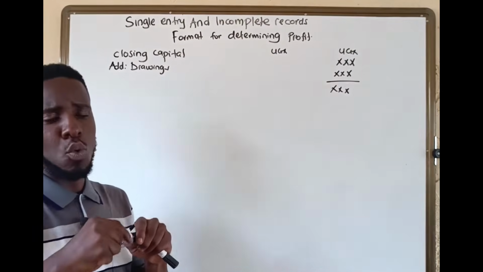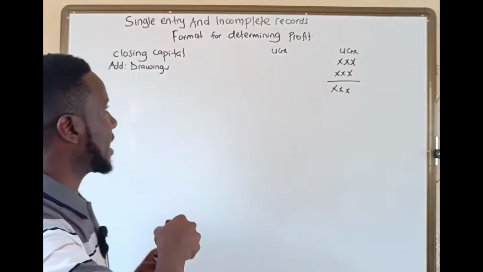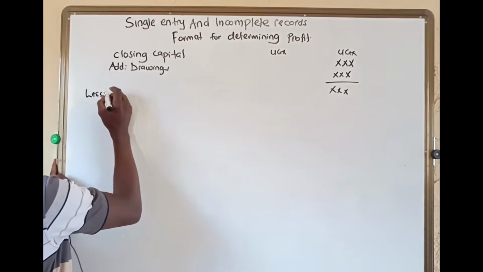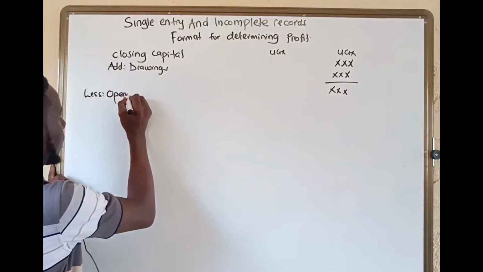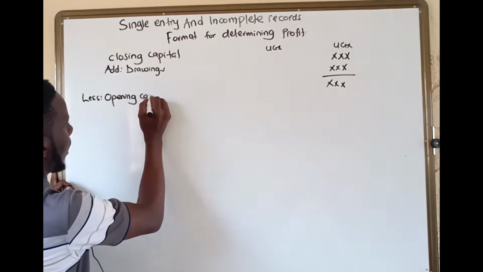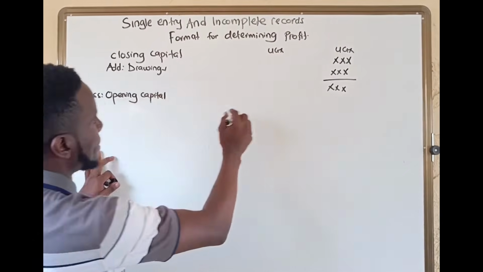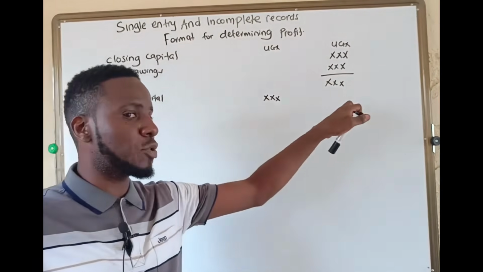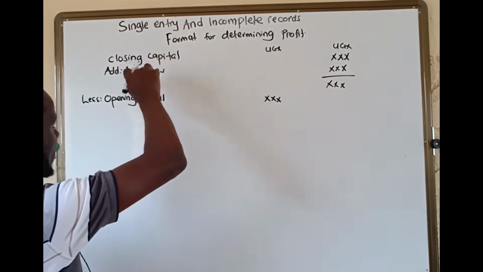Now, we are going to subtract our opening capital. So we say less opening capital. So that opening capital, we bring it here, because we need to take an aggregate figure that we are going to subtract from the closing capital.